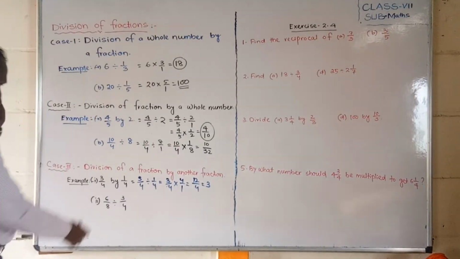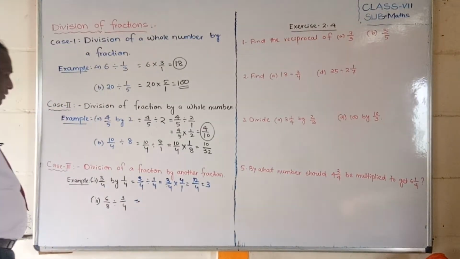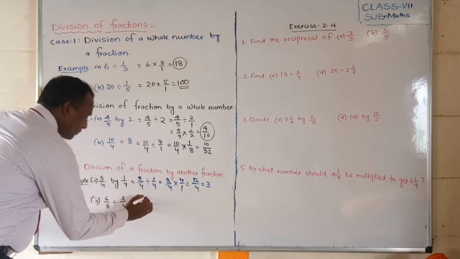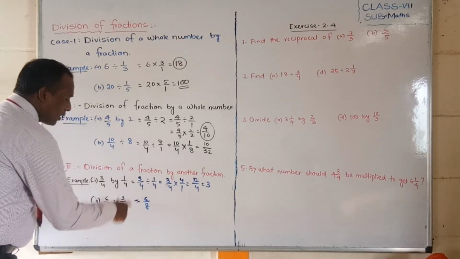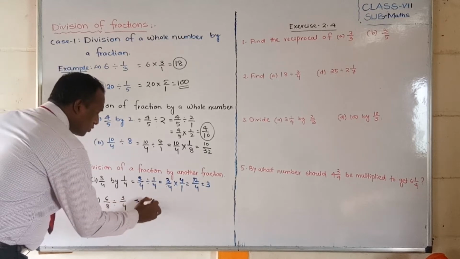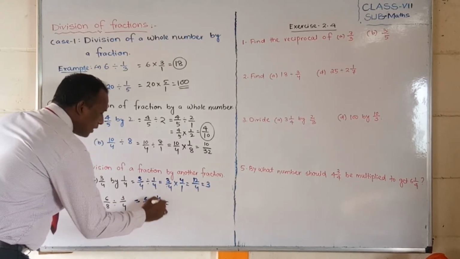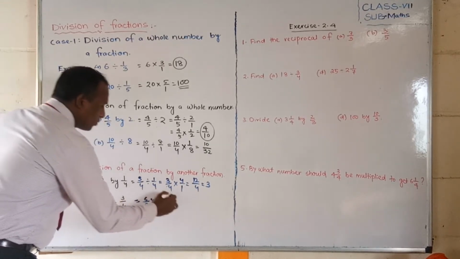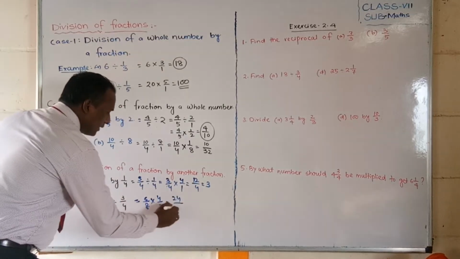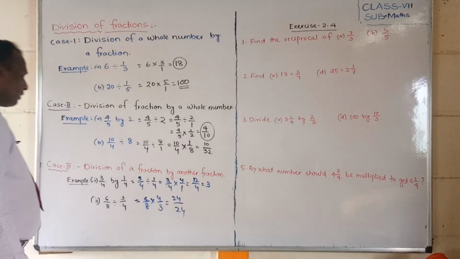Okay, now second example, friends, you can understand. We can write 6 by 8. What is the reciprocal of 3 by 4? It is 4 by 3. So if we multiply, 6 times 4 is 24, by 8 times 3, which is 24.